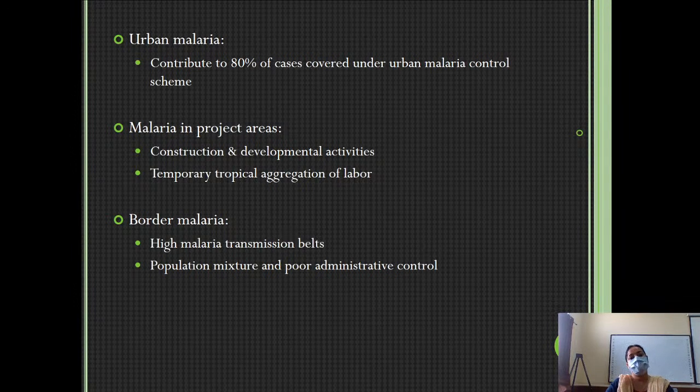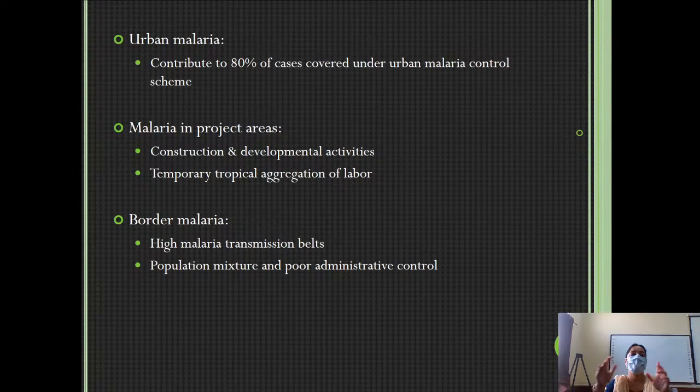Now last is border malaria. Along the borders, or along the northeastern belt and all the borders, there is high malaria transmission because of two reasons. One, there is a mix of the population in these areas. There are army personnel who are posted along the borders, and they belong to various regions and ethnicities. Some of them bring the infection with them, and then when they mix with the indigenous population in the border areas, there is a spread of disease.